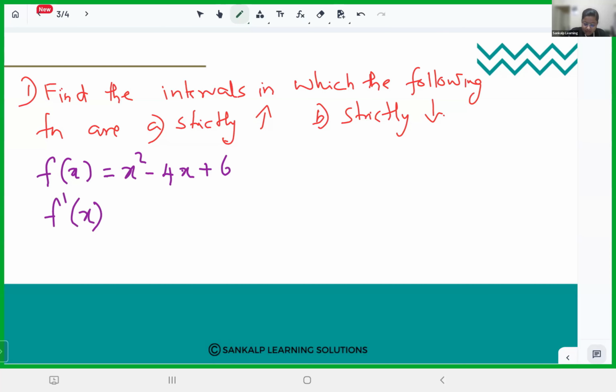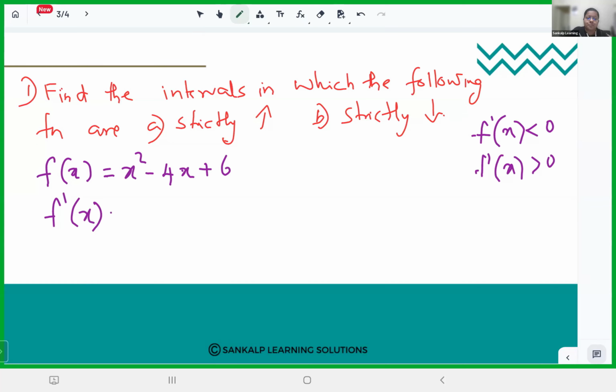If f dash of x is less than 0, then we can say that the function is strictly decreasing on the given interval, isn't it? And if f dash of x is greater than 0, then we can say that in that particular interval, the function is strictly increasing, isn't it? So first we have to find out f dash of x.